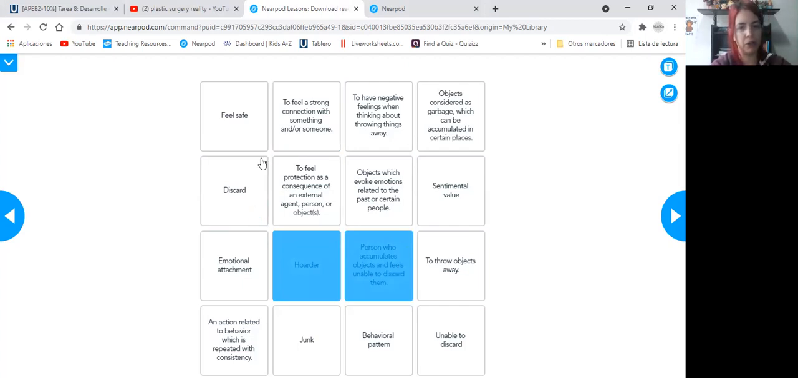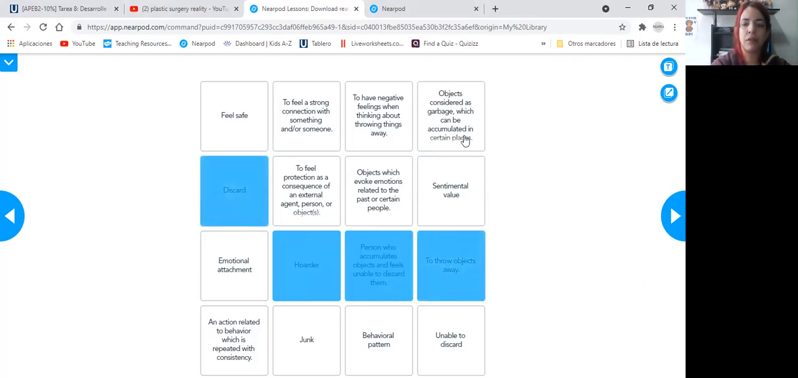Let's go with discard. Okay, because we saw discard here. What is it? Uh-huh. What is discard? Very good. To throw objects away. Very good. Remember, this vocabulary will be helpful for you throughout this lesson. You will see this vocabulary in the other activities.